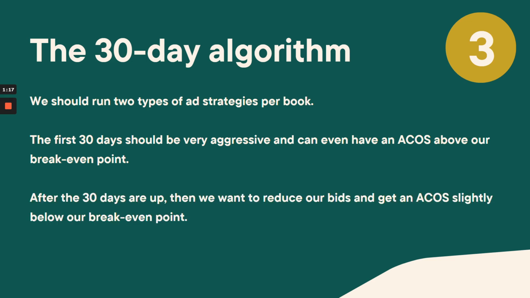And then after this 30-day tester period is up, we want to reduce our bids down to a normal rate so we can try and get ACOS slightly below our break-even point. And this is the sort of strategy that we're going to be using for the remainder of our book.